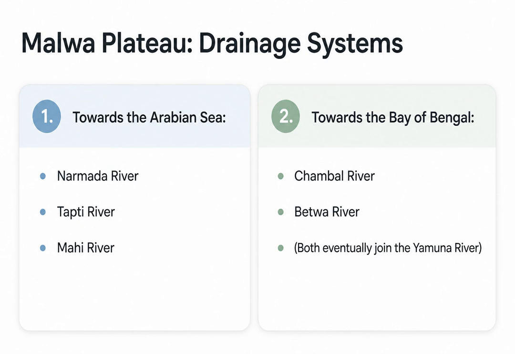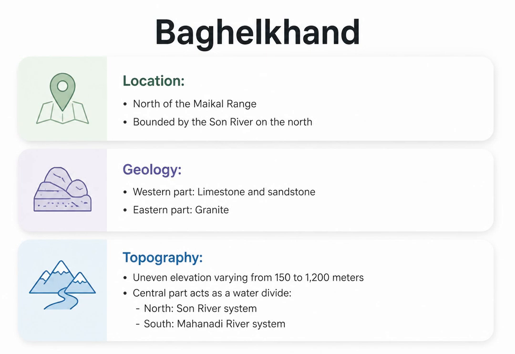Moving further east, we encounter Bagelkhand, located north of the Maikal Range and bounded by the Son River. The geology here shifts noticeably. The western half is dominated by limestone and sandstone, while the eastern half is primarily granite. The terrain is quite uneven, with elevations jumping anywhere from 150 to 1,200 meters. Importantly, the central ridge of Bagelkhand acts as a major water divide, separating the Son River system in the north from the Mahanadi River system in the south.